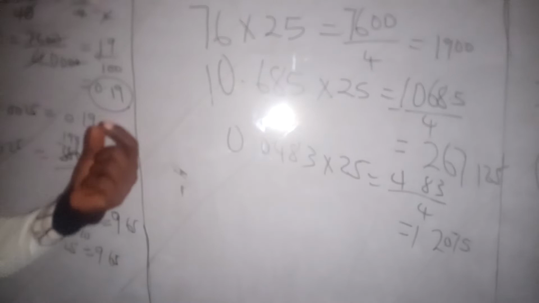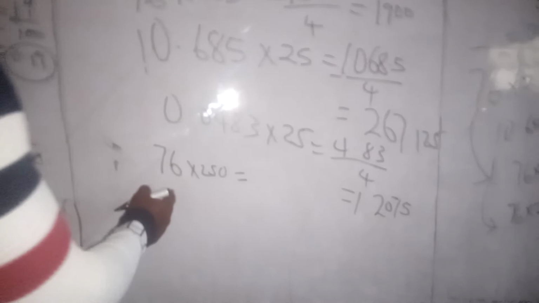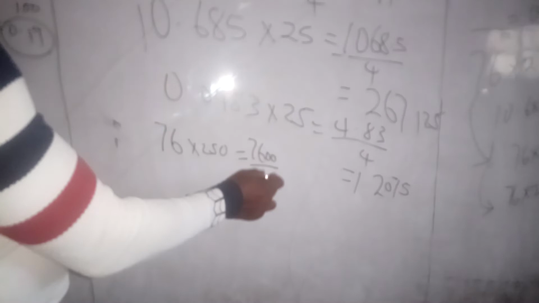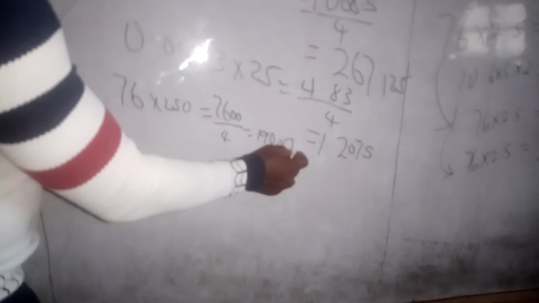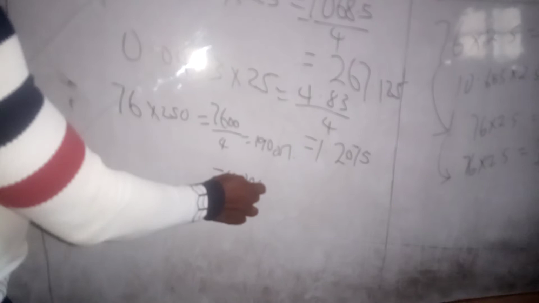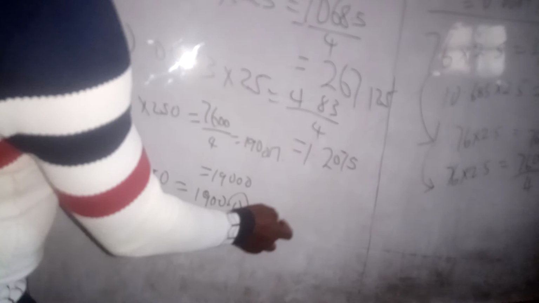25. For instance, 76 times 250. I know that the usual thing I do when I say 76 times 25 is to multiply by 100 and divide by 4. That gives 19, okay? 1900. But now it's 250, so I shift the decimal place one step forward. Because this 1900 is like 1900.0. So that gives you now 19,000. Let me repeat it another way. 76 times 250. We all know that 76 times 25 is 1900. This 1900 can also be written as 1900.0. So shift the decimal place one step forward, and that gives you 19,000.